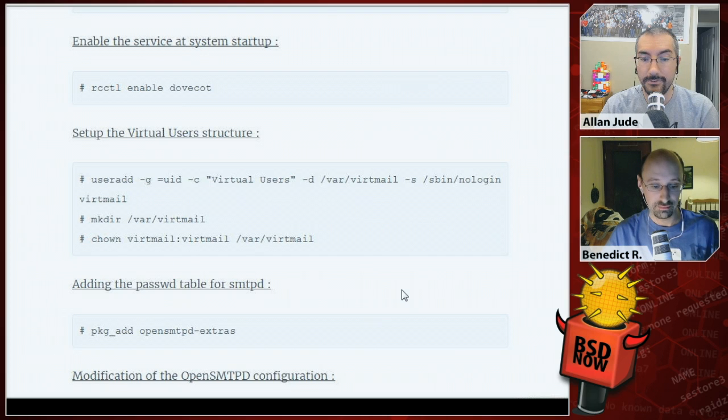Right. Now, if you want to deliver to or have more mailboxes than you have local users, if you don't want every person that has a mailbox to necessarily have an account, you can use the virtual users feature. So after we install and enable Dovecot, we create a new user called virtual users, or virtmail. Create them a directory and chown it.